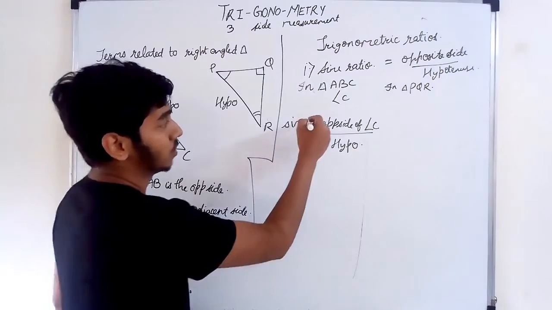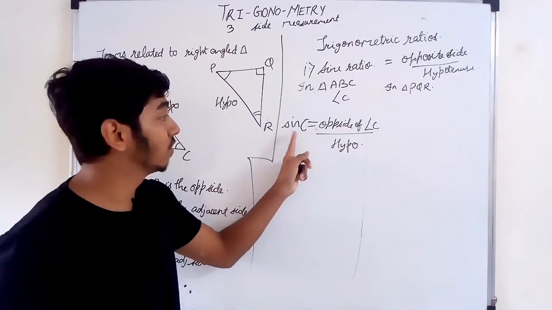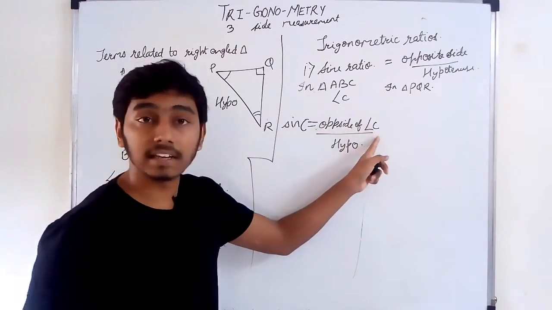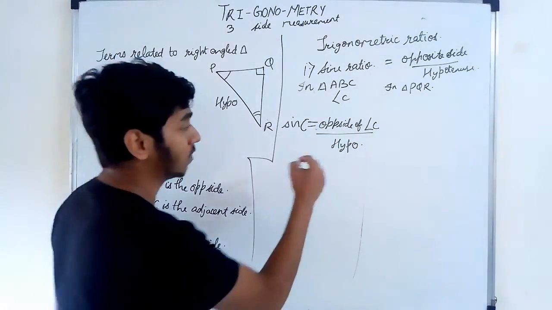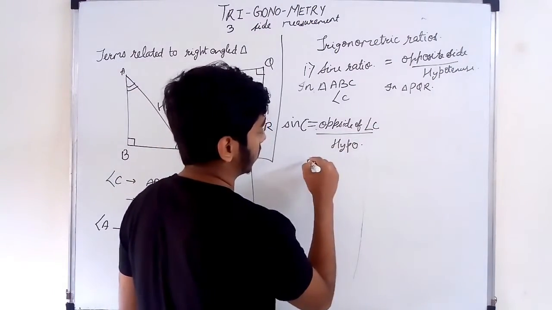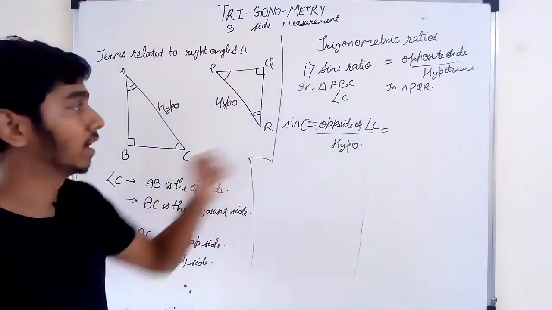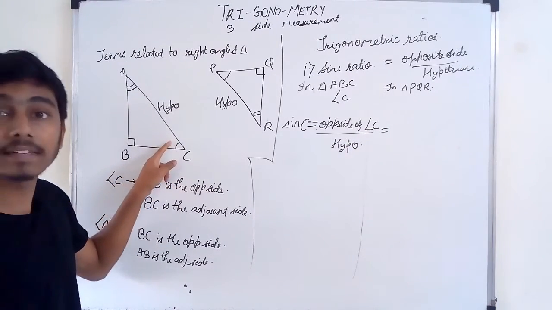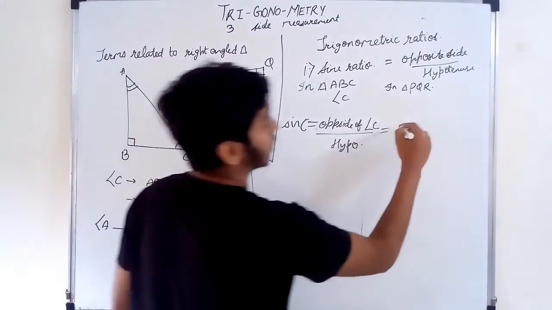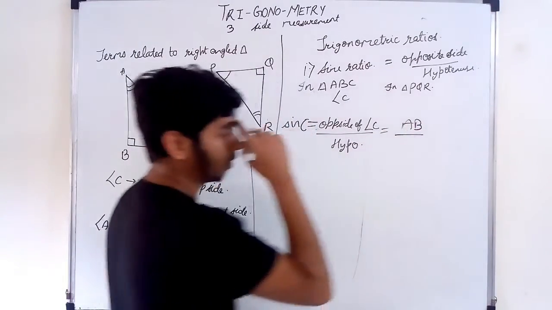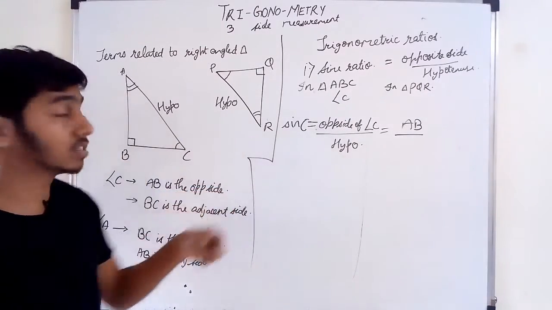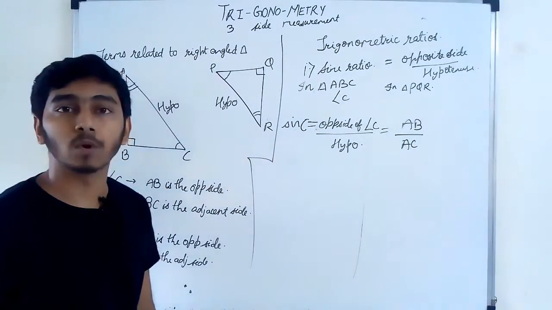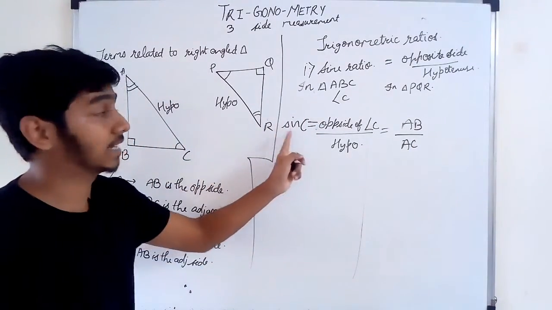So for angle C, what is the sine ratio? That will be the opposite side of angle C upon the hypotenuse. Which side is opposite to angle C? It is AB. So AB upon the hypotenuse, which is AC. So we'll say AB upon AC. I hope you have understood how to find sine C.